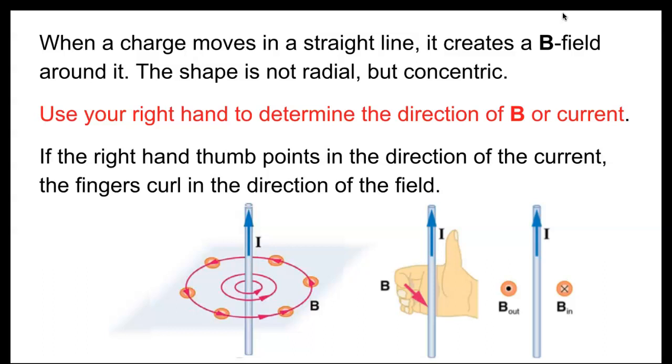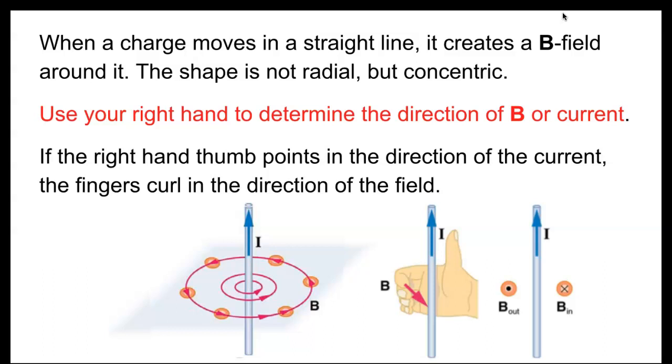And the answer is that it depends on whether the current is traveling up, as shown in this image here, or if the current were traveling in the other direction, down. If the current were traveling down, then the B field would look the same in terms of the shape as we see here, but the arrowheads would be pointed in the opposite direction. The image on the right here shows an easy way for us to be able to tell what direction the magnetic field is given the direction of the current.